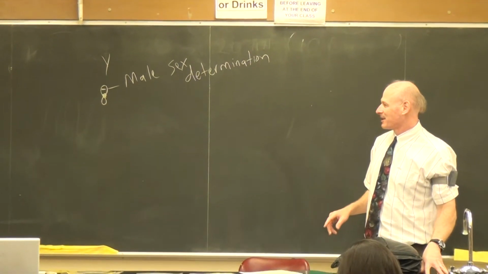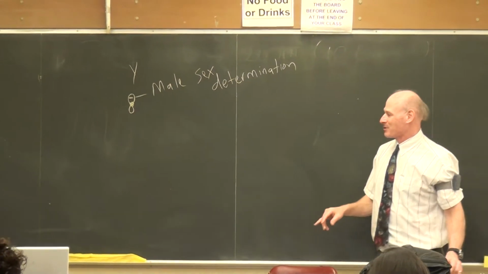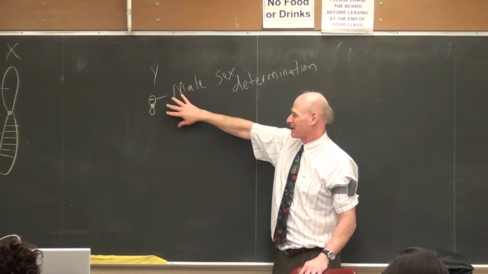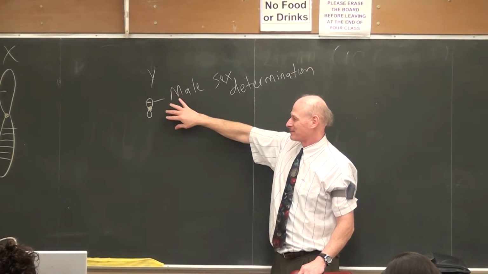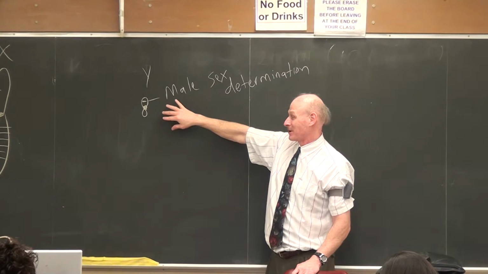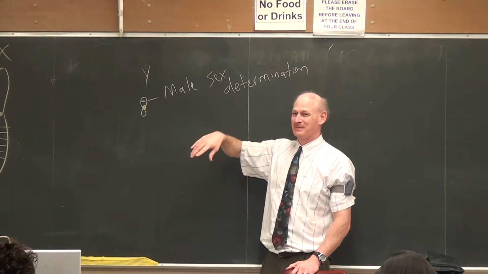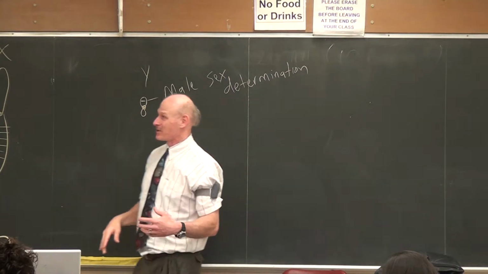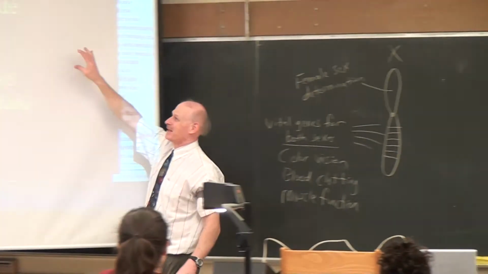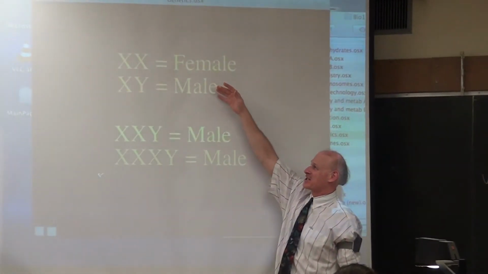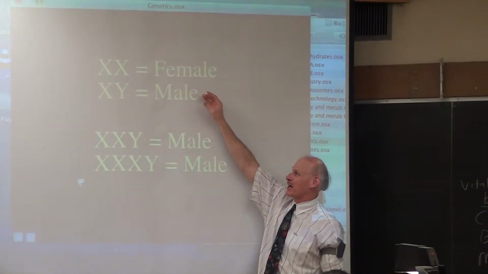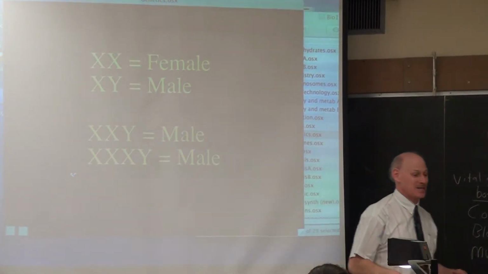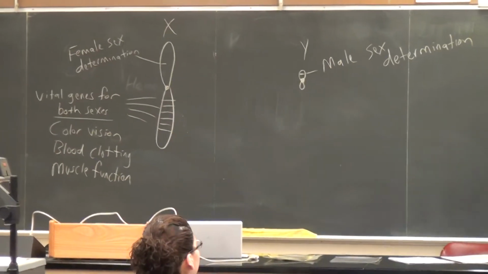Now, the Y chromosome, on the other hand, does not have any genes that are vital to normal, healthy survival. Why not? Well, it's a good question. Why not? All females would die. Yeah, all females would die because only males have a Y chromosome, and so it just wouldn't make any sense to stick really vital genes only on the Y chromosome. But it's okay to stick vital genes only on the X chromosome because everybody has an X chromosome. It doesn't matter if you're male or female.